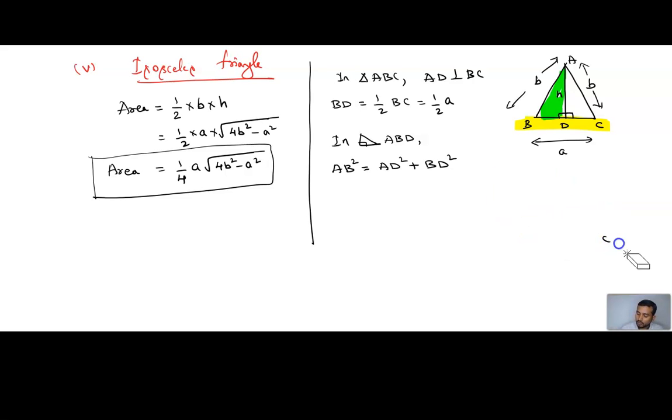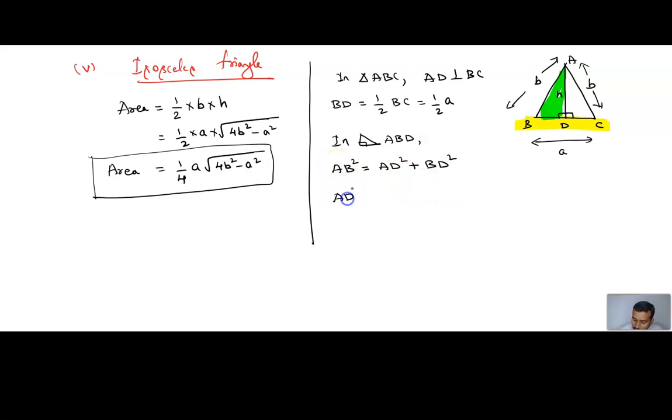Got it? So here, Pythagoras says that the square of the hypotenuse, according to this triangle ABD, AB is the hypotenuse. So AB square is equal to the sum of the squares on the other two sides, that is AD square plus DB square. But here what we want is AD. We don't know the value of AD. That is what we need to find. Right, children? So keep AD as it is.